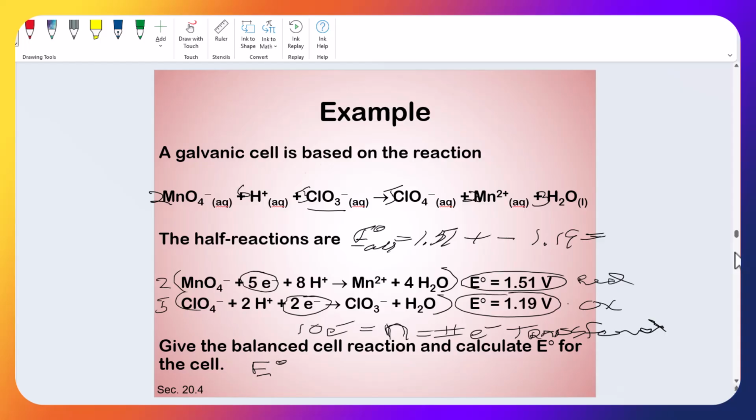That's a positive 1.51 as written, and then plus a minus 1.19, which gives me a positive 0.32 volts. So we've got a positive 0.32 volts. The takeaway here is that because this is a positive cell potential, this reaction is spontaneous. That means it occurs without outside intervention. Okay, so you could use it for something like a battery.